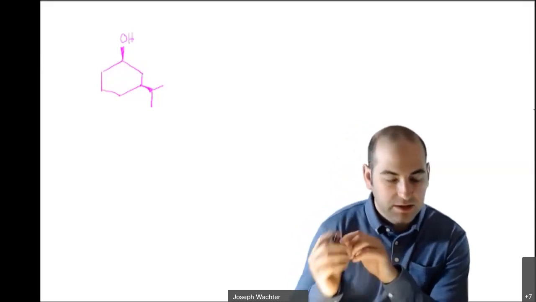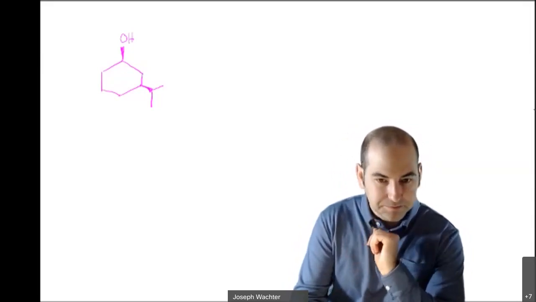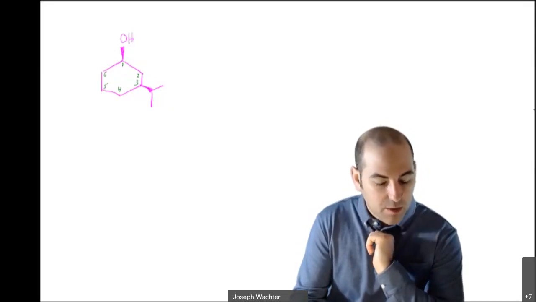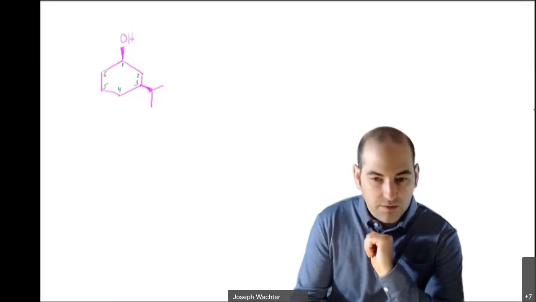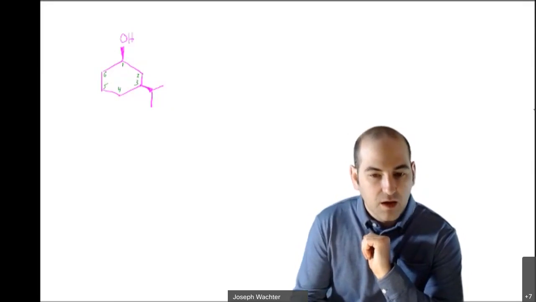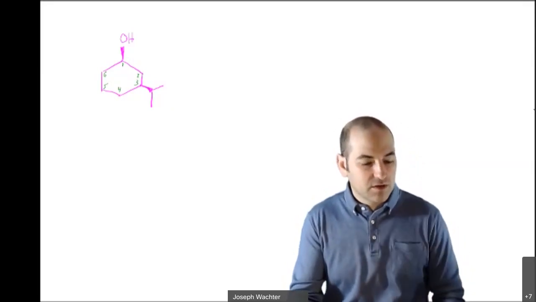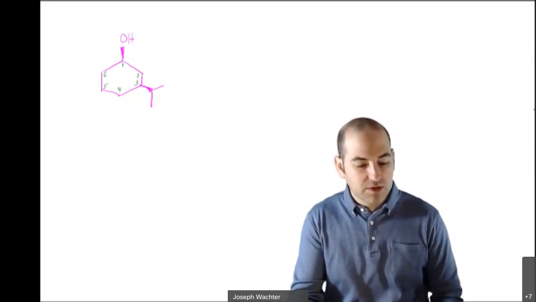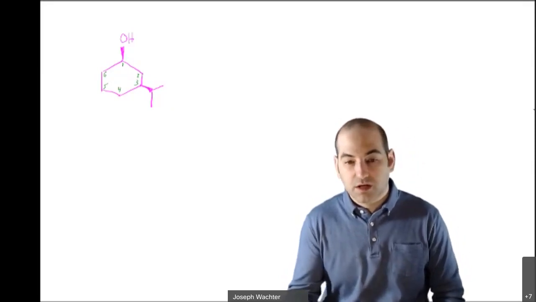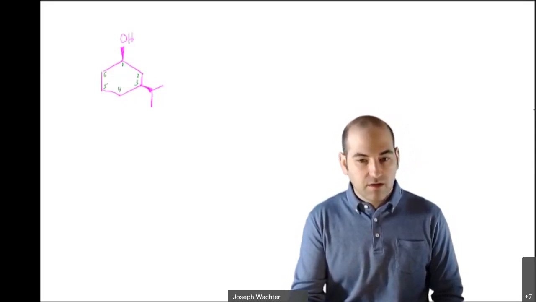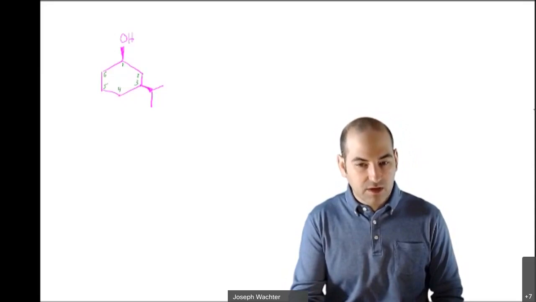1R,3S,3-isopropylcyclohexanol. That looks right to me. So we've got our alcohol taking priority here with number one, isopropyl on number three. So isopropylcyclohexanol. We don't have to put a one when the alcohol is at one. We assume that if it's not given, so that's why there's just three-isopropylcyclohexanol rather than three-isopropyl-one-cyclohexanol. And then the stereochemistry, we have an R here and we have an S over here.